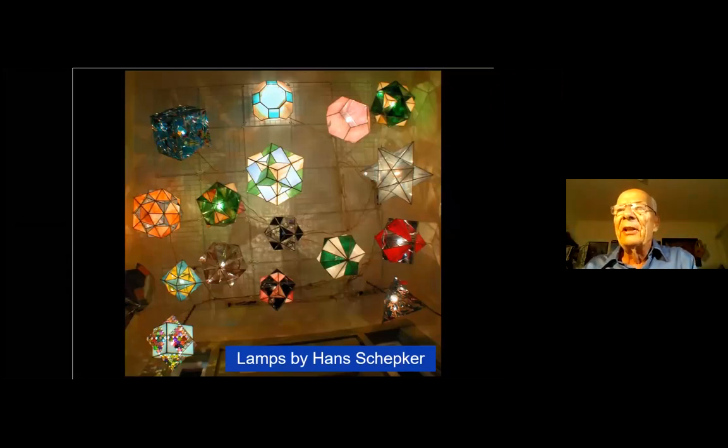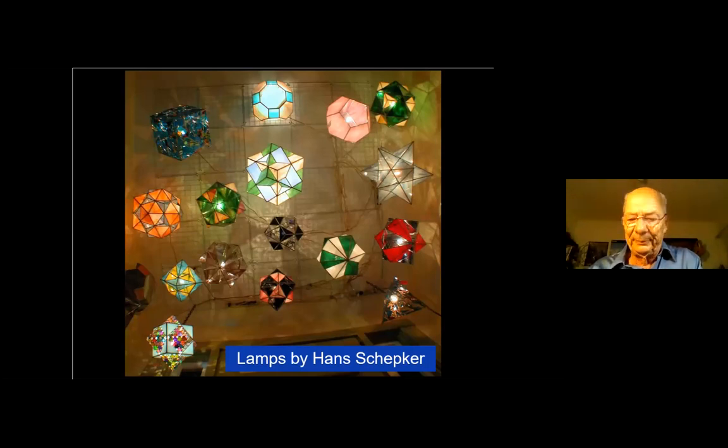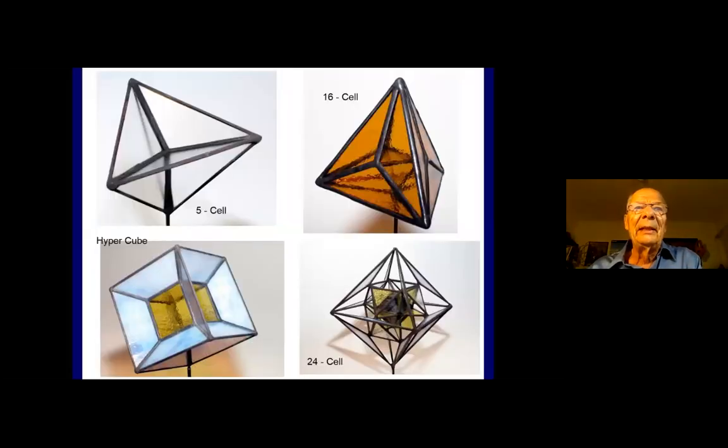Some of them are based on the semi-regular Archimedean solids. Others depict stellated polyhedra in which small pyramids have been placed on the faces of the Platonic solids. Hans Schepker also celebrates the 4 simpler, regular 4D polytopes with wireframes and with stained glass panels.